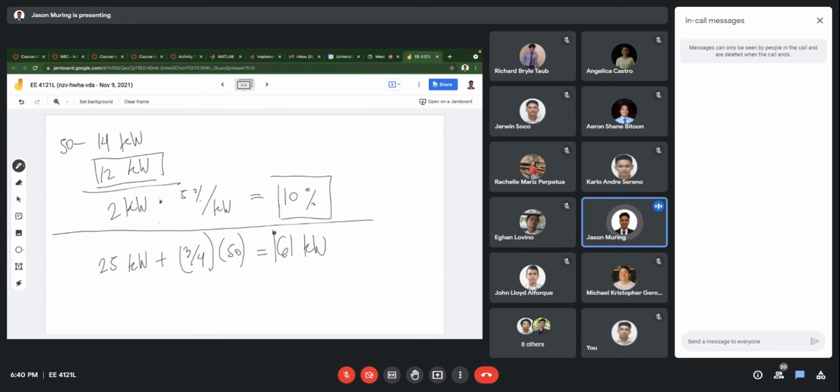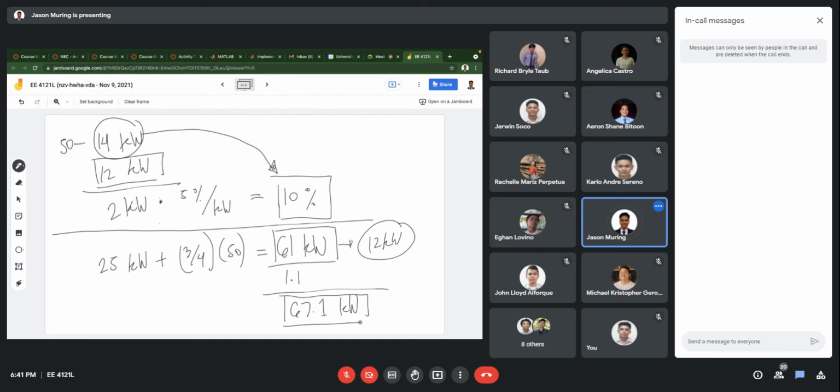Then according to the code, we can use this demand load of 61 kilowatt. But this is just for 12 kilowatt. So we still have to apply, because the actual rating is 14, this 10% additional load. Okay, so we multiply this by 1.1 so that we have our load good for that 14 kilowatt. Okay, so I have here 67.1 kilowatt. Okay, so what are the choices?